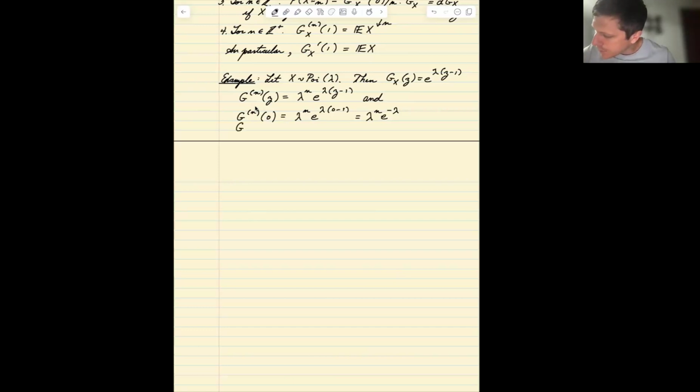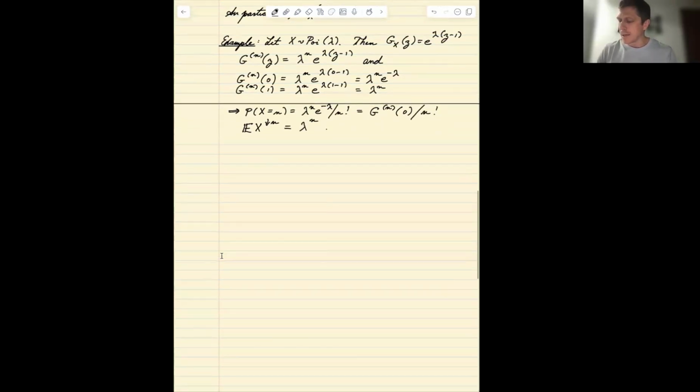And the nth derivative evaluated at 1 is lambda to the n times e to the lambda (1 minus 1), so it's just lambda to the n. We know that the probability mass function, the probability that X equals n, is lambda to the n e to the minus lambda over n factorial. This is the nth derivative of the generating function evaluated at 0 divided by n factorial. And we've already seen before that the nth factorial moment of the Poisson is just lambda to the power n. So this is a very convenient, very quick way to derive expectations of all moments of the Poisson distribution.